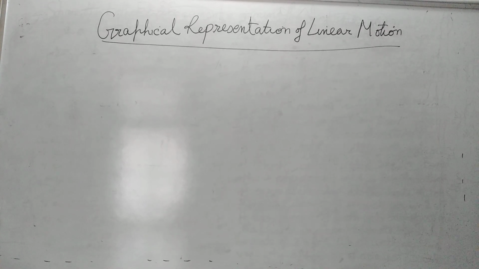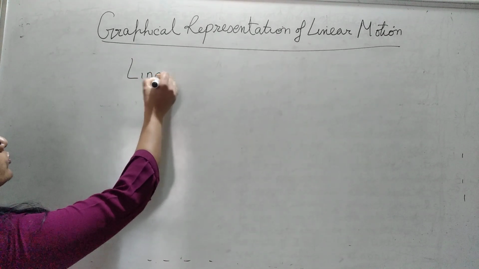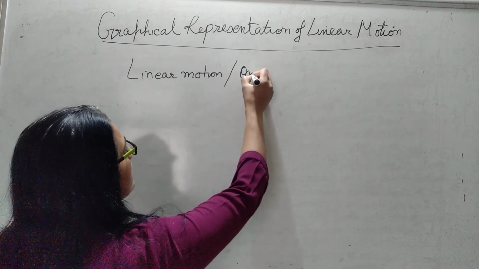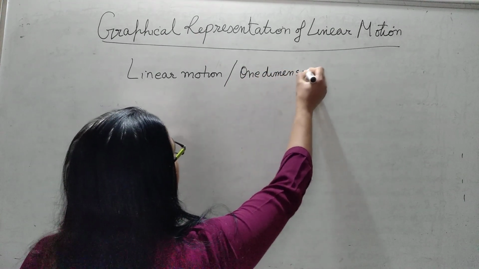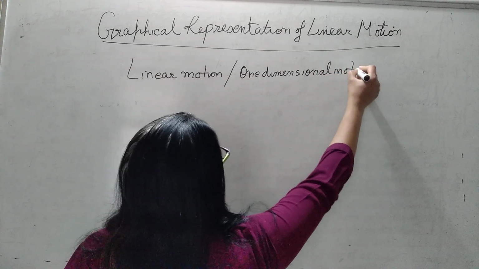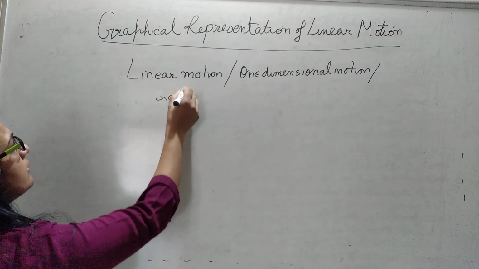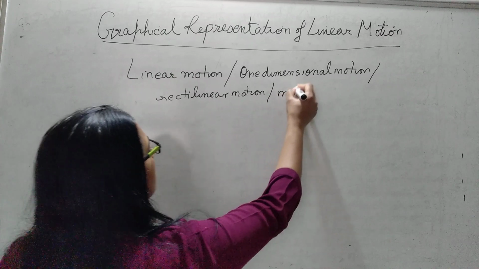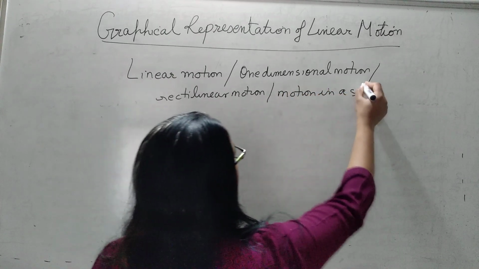Hello students, we are starting with the next topic, that is graphical representation of linear motion, and it is quite an important topic. Here we will be studying about the graphs. Now first of all, what is linear motion? Linear motion we have done. Linear motion is also known as one-dimensional motion. It is also known as rectilinear motion. It is also known as motion in a straight line.